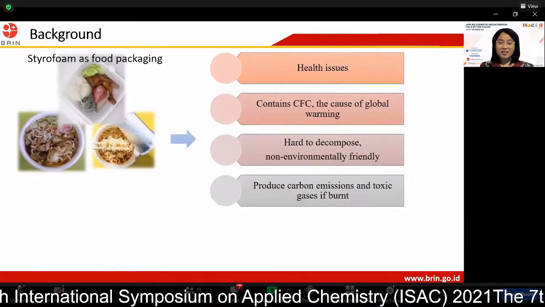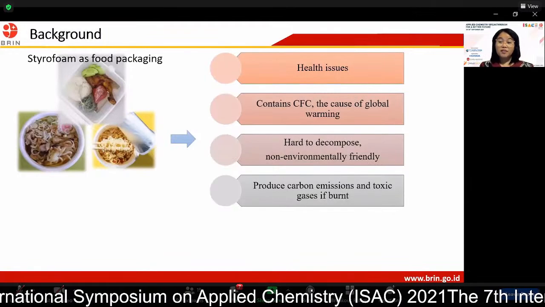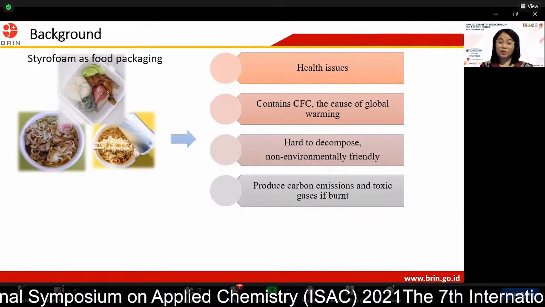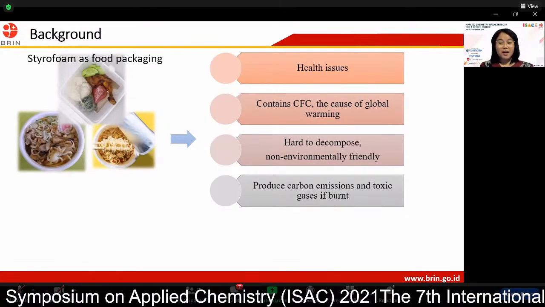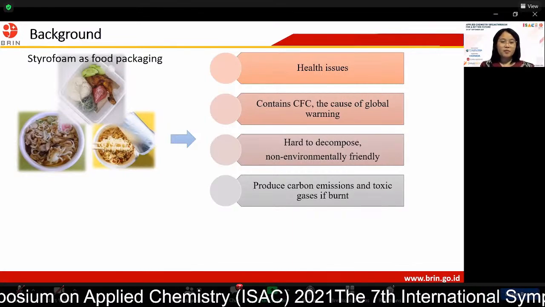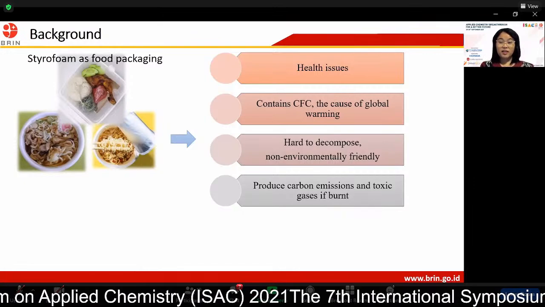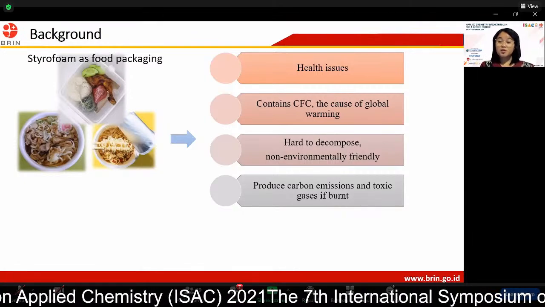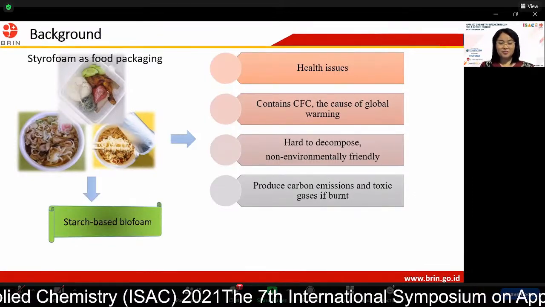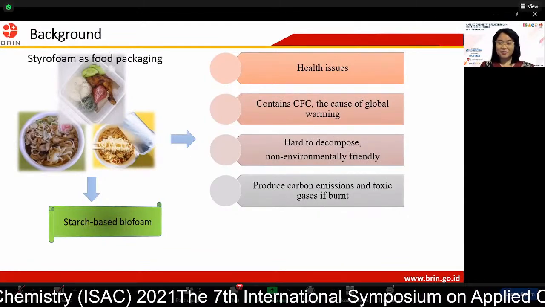Food packaging is one of the essential items in our daily life. One type of food packaging that is often used is styrofoam because it is lightweight, has great mechanical properties, and is affordable. However, the use of styrofoam as food packaging is not recommended because it is harmful not only for humans but also for the environment. That's why it is very important to find an alternative, for example, starch-based biofoam that is more eco-friendly and safe.